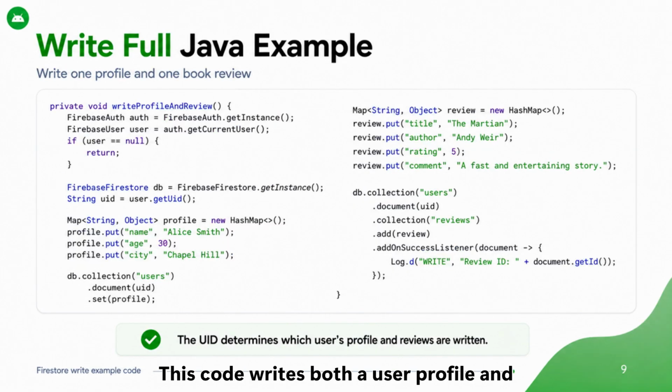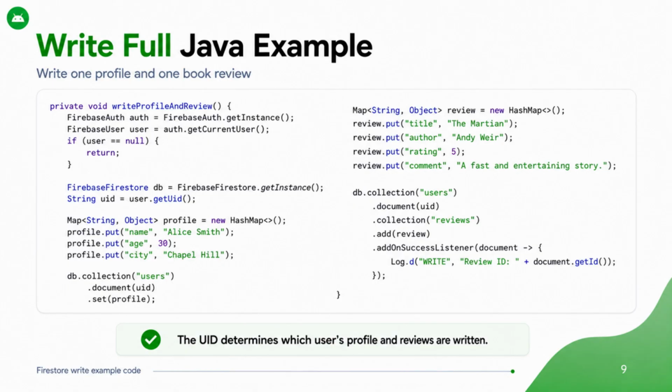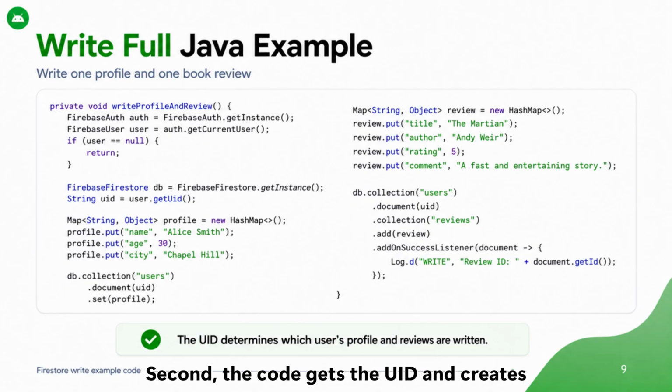This code writes both a user profile and a book review. Again, we should understand it in logical chunks. First, the code checks whether a user is signed in. It gets the current user from Firebase Authentication. If the user is null, the method returns early because we do not know where to store the data. Second, the code gets the UID and creates a Firestore database object. The UID will determine the user-specific path in Firestore.